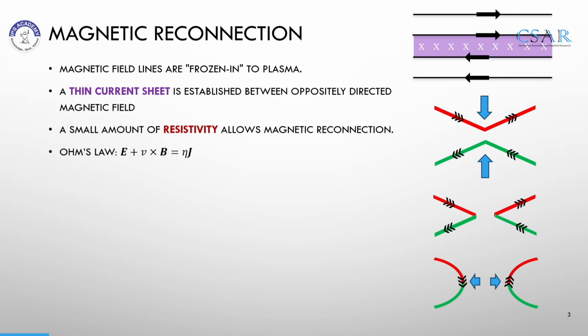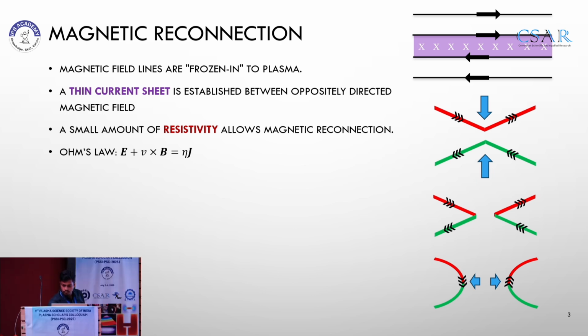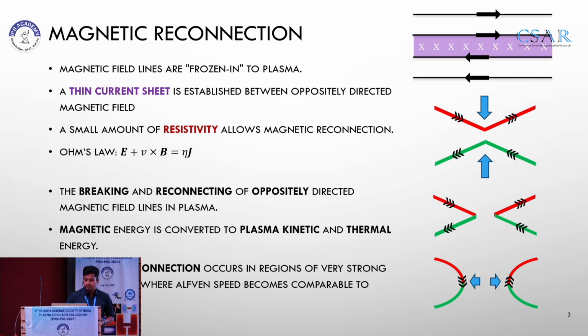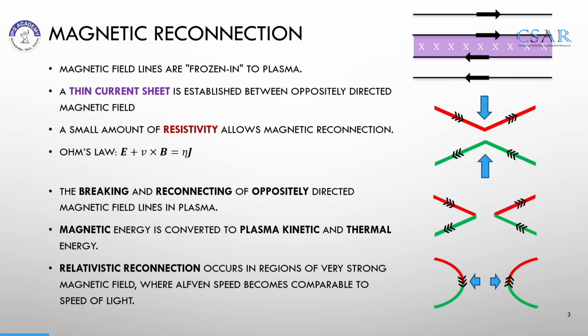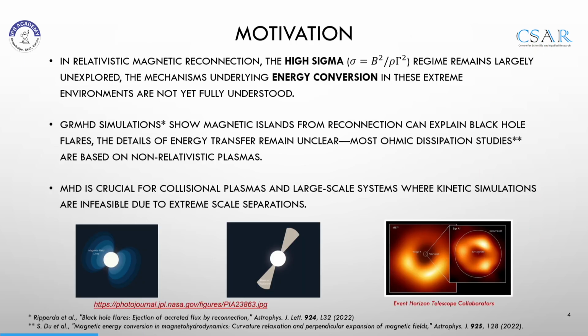This is the schematic of how it happens. And this Ohm's law captures the phenomenon, where the eta you can see on the RHS is the resistivity that triggers reconnection. In this process, the magnetic energy gets converted to plasma kinetic and thermal energy. In certain extreme environments where the magnetic field lines are very strong in magnitude, like magnetars, pulsars, and black holes, the Alfvén speed can become comparable to the speed of light. In those regions, relativistic magnetic reconnection becomes important.